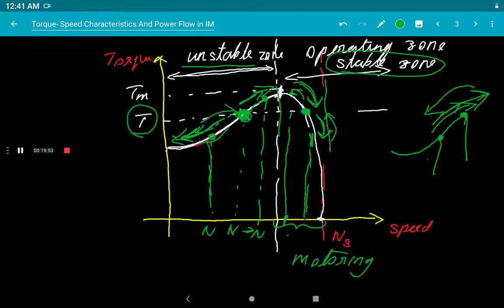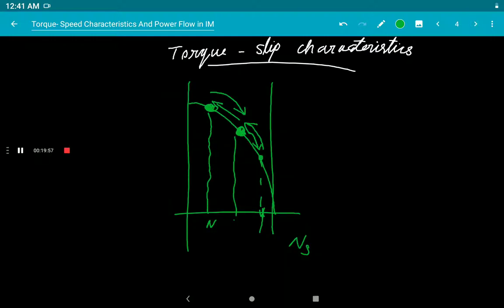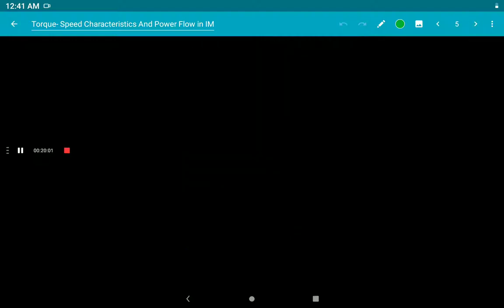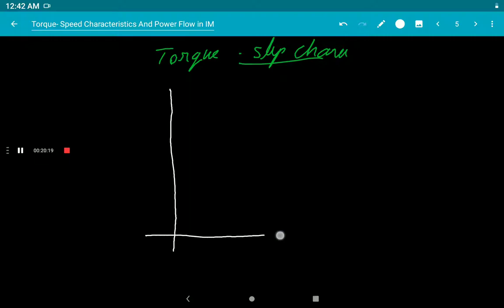Okay, here to here. Then next we can represent it as a torque slip characteristic also. So we can represent the torque slip characteristics. This is slip and this one torque. What will be the slip at our stationary condition? You know that at standstill or stationary condition, S is equal to 1.